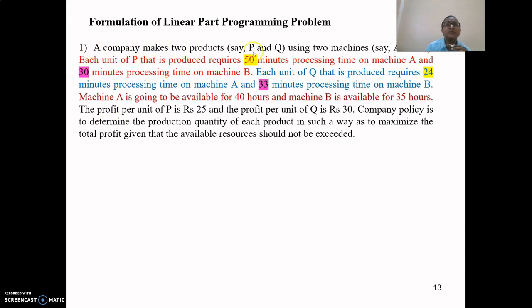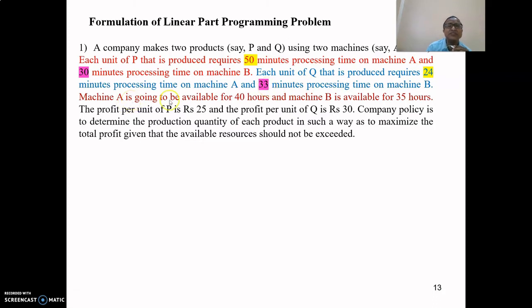A company makes two products, say P and Q, using two machines A and B. Means the products P and Q are processed on machine A and machine B. Each unit of P requires 50 minutes processing time on machine A and 30 minutes on machine B. Similarly, product Q is to be processed on machine A for 24 minutes and on machine B for 33 minutes.